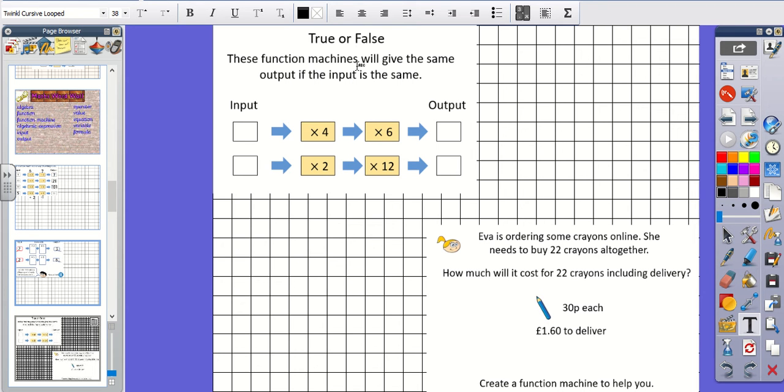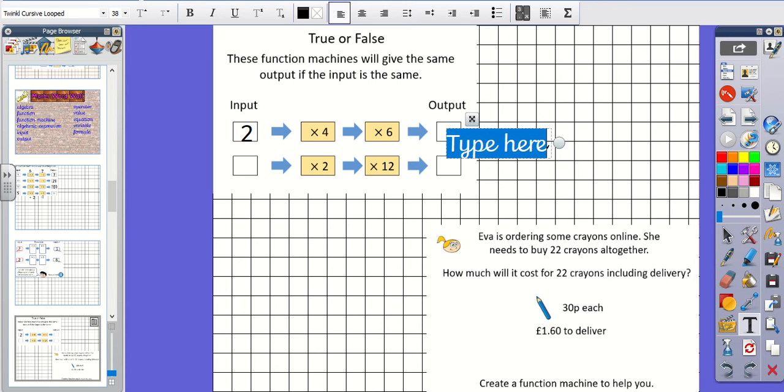Okay then, here we've got a true or false. These function machines will give the same output if the input is the same. So let's try then. Let's do 2 again, nice and simple. So let's do the first one. So 2 times 4 gives me 8. 8 times 6 gives me 48.